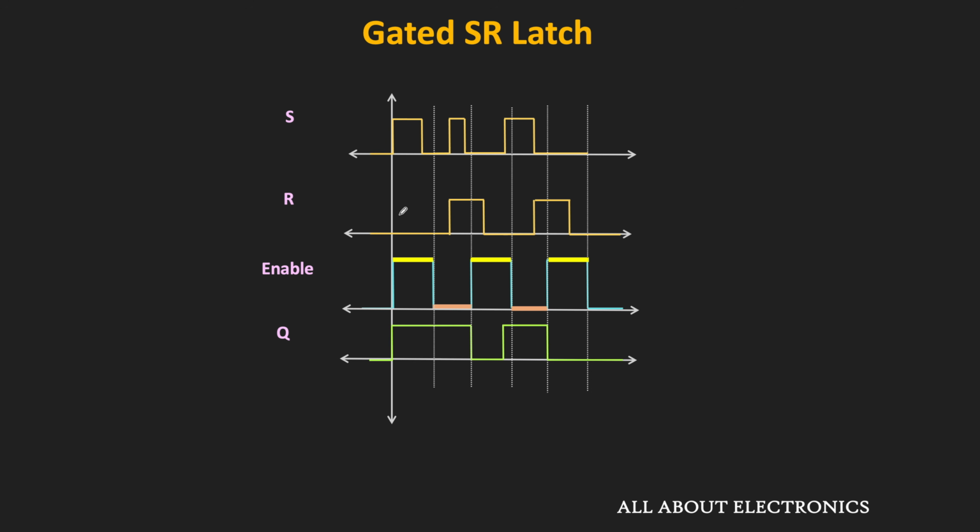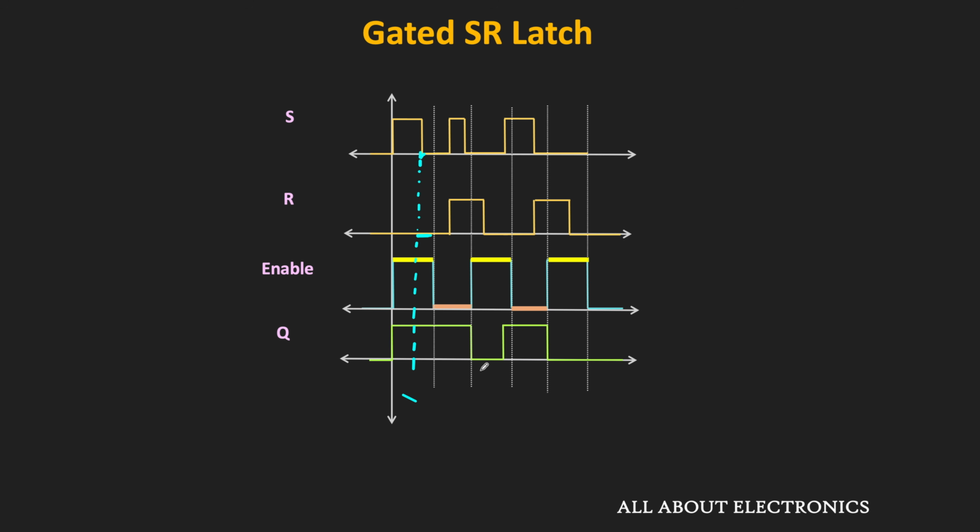That means in this condition, Q will become high. Now at this point during the on time, the S input becomes low. So during the remaining time, both inputs S and R are low. In this condition, the latch will retain its current state and it will remain high during the remaining time. Now after that, this enable signal will become low. That means during this off time, the latch will retain its present state, so it will remain high.